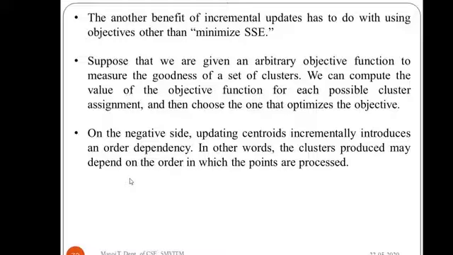On the negative side, updating the centroids incrementally introduces an order dependency. In what way? The clusters may depend on the order in which the points are processed. In the previous case, we selected the centroids randomly, or using other approaches, like using hierarchical clustering to extract the k centroids. In this case, it may depend upon a particular order. That may be one disadvantage.